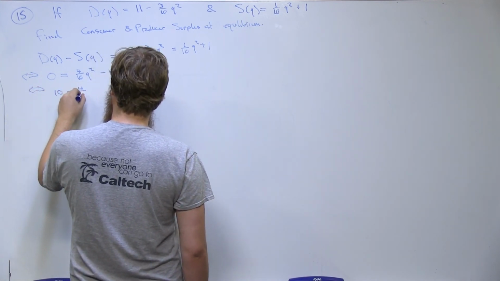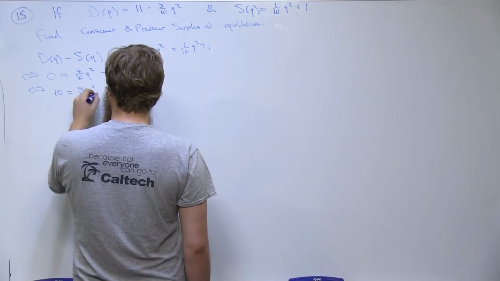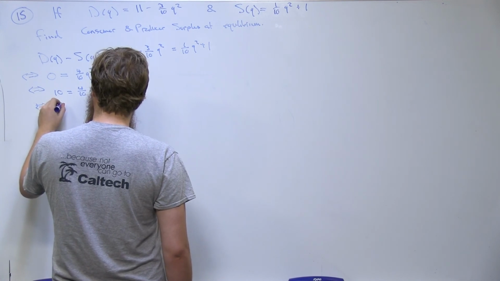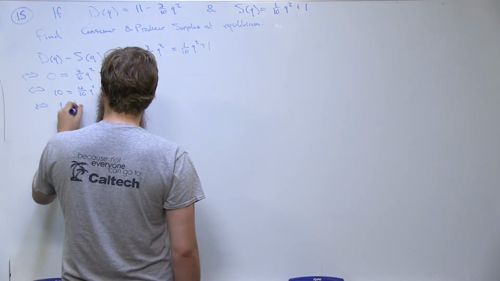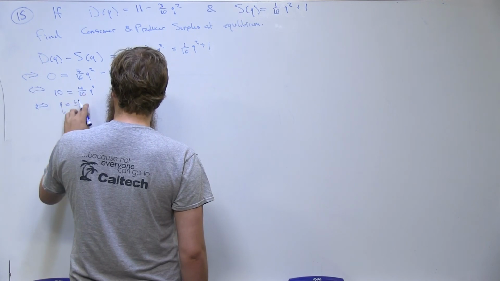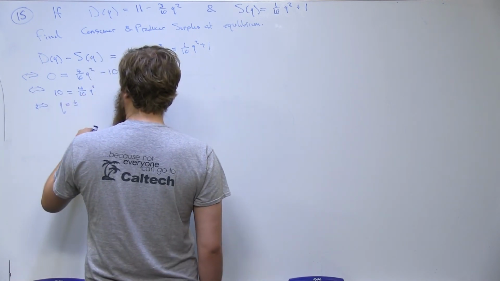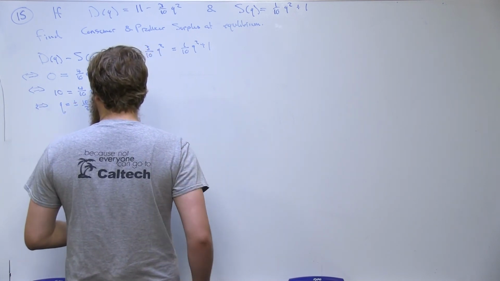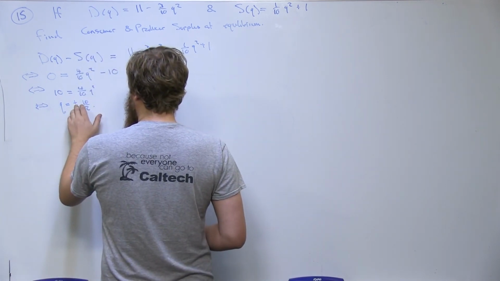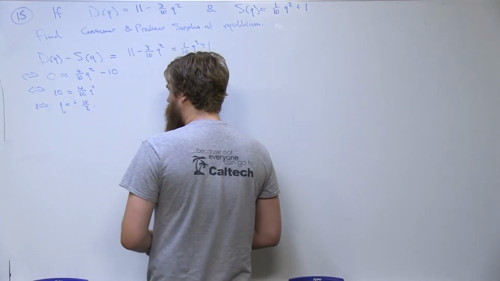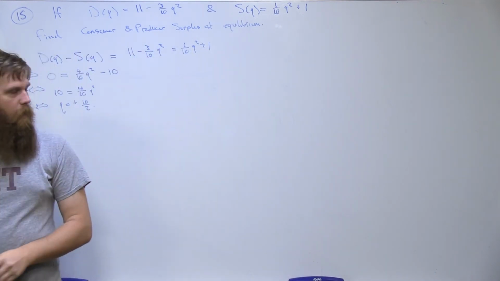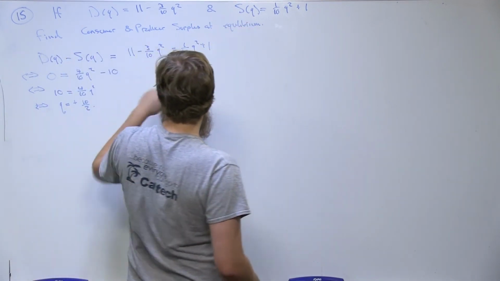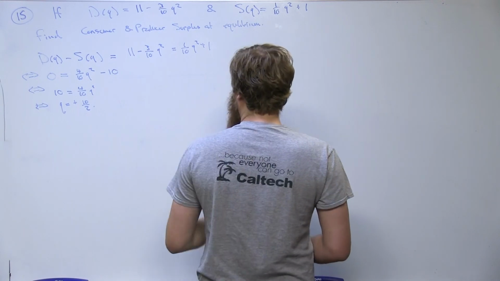10 is equal to 4 over 10 q squared, which is itself equivalent to saying q is plus or minus, let's see, the square root of 100 over 4, so that's 10 halves. Now we're interested in positive q. Q's measuring quantities, so we're going to throw away the negative solution. And then the equilibrium point, we've got this q value. These two are equal there, so you can plug this back into either of those to get your equilibrium point.